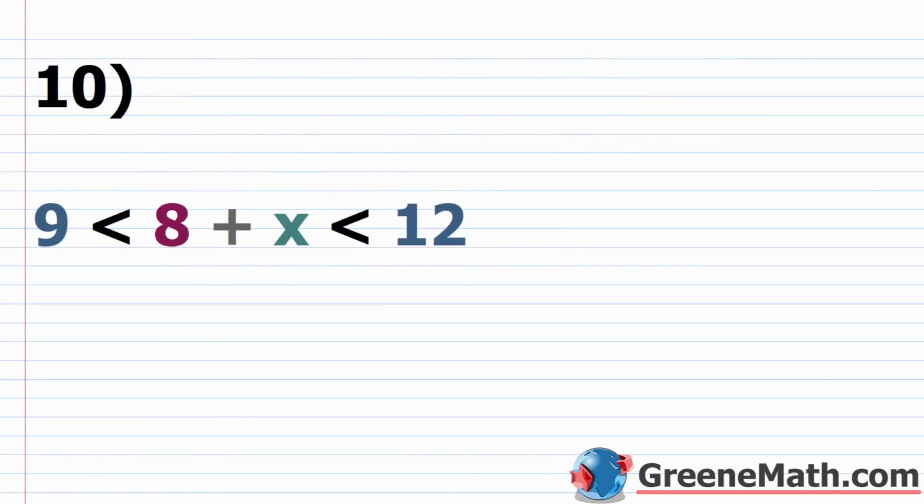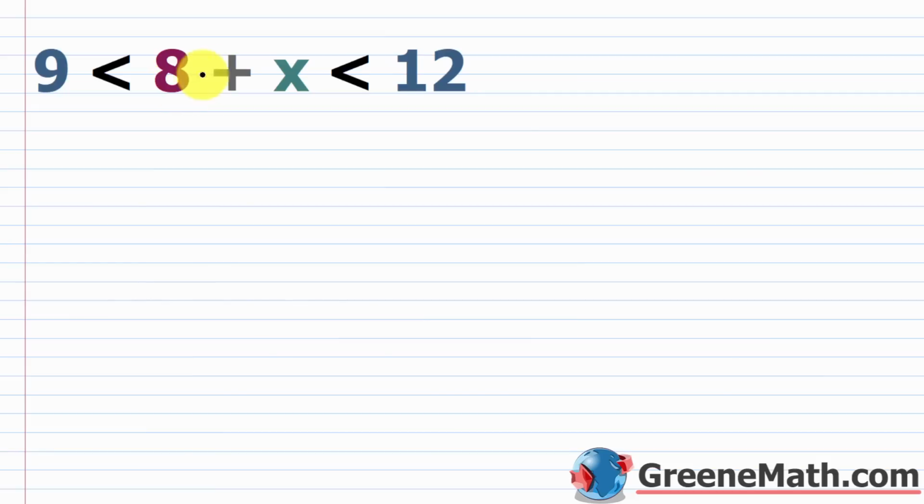Okay, let's look at problem number 10, our last problem here. So we have 8 plus x is greater than 9 and less than 12. So let's just subtract 8 away from each part here. Let's see where that gets us. This will cancel. I'll have x is greater than 9 minus 8, which is 1. We'll say and it's going to be less than 12 minus 8, which is going to be 4.